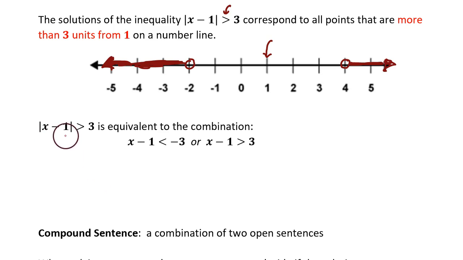Therefore, the absolute value of x minus 1 is greater than 3 is equivalent to this combination of open sentences. X minus 1 is less than negative 3, or x minus 1 is greater than positive 3. We can solve this algebraically. Let's add 1. We get x is less than negative 2. Or, in this open sentence, let's also add 1. We get x is greater than 4.